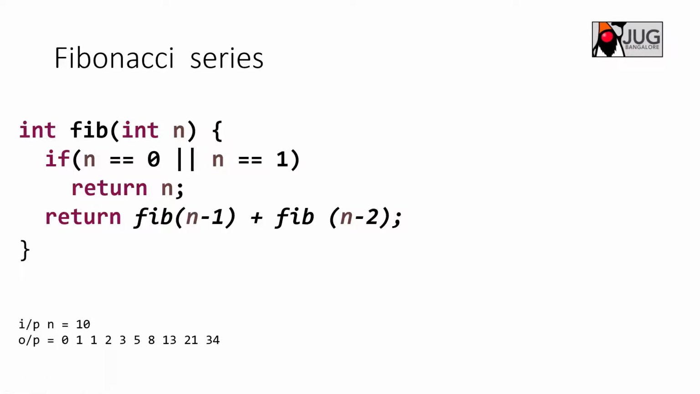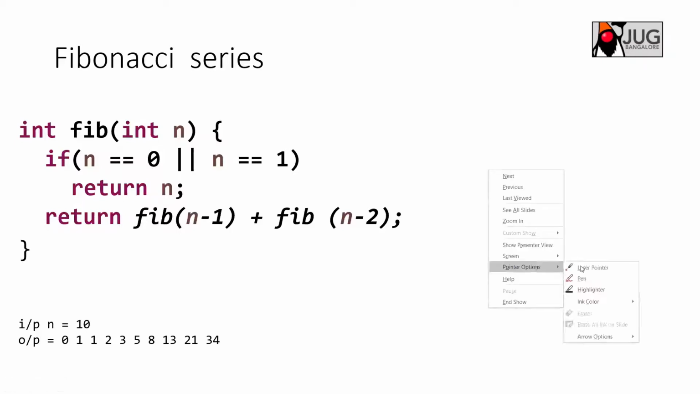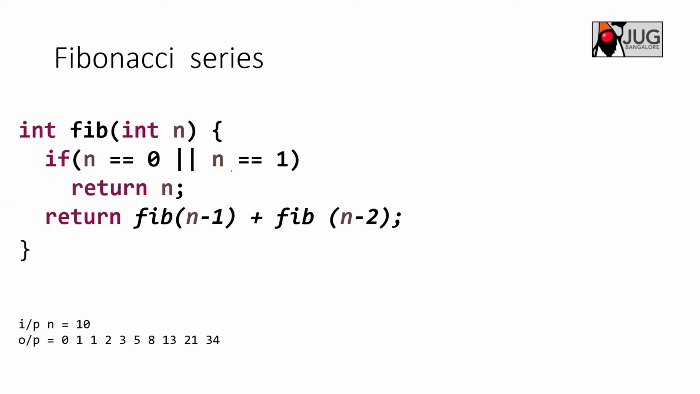Let's assume that in this case, the base condition, and here again it is a simple one, what you are doing is calling Fibonacci of n minus 1 and Fibonacci of n minus 2. Let's assume you don't have this base condition n equal to 1 here. So what happens?